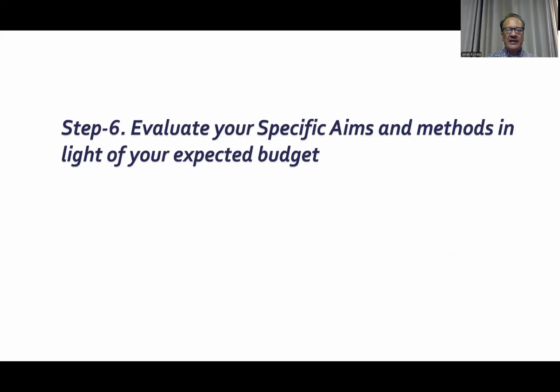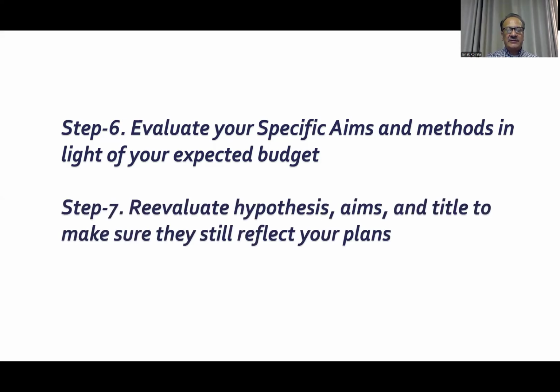Step 6, you go back and evaluate your specific aim and methods in the light of your expected budget, because your budget may require you to modify your research plan. And then step 7, reevaluate hypothesis, aims, and title to make sure they are still reflecting your plans, because you want to line up the title, hypothesis, aims, and your methodology and statistical analysis. And they have to be coherent, consistent, and they have to reflect exactly the same thing.